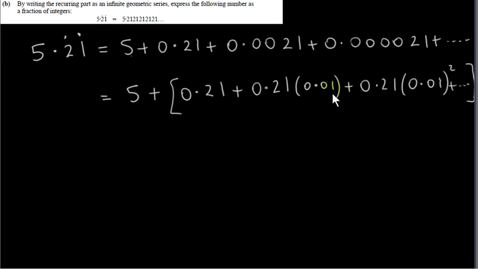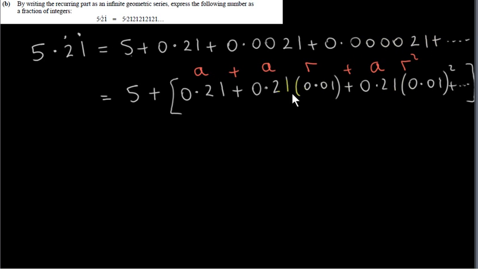So we see that this series is a geometric series. The first term is a, which is 0.21. The second term is a times r, so we multiply 0.21 by 0.01 to get 0.0021. And the third term is a times r squared. If we square 0.01, we get 0.0001. We multiply that by 0.21, we get 0.000021. So that's the pattern.